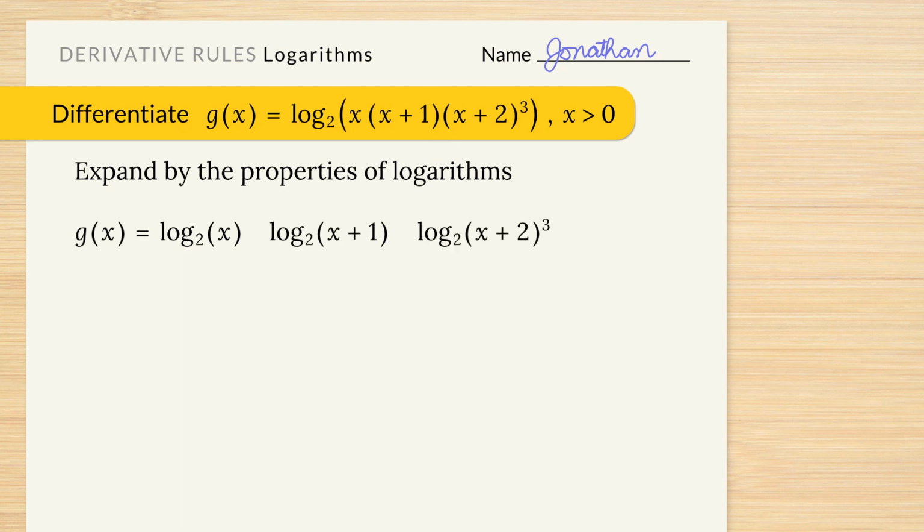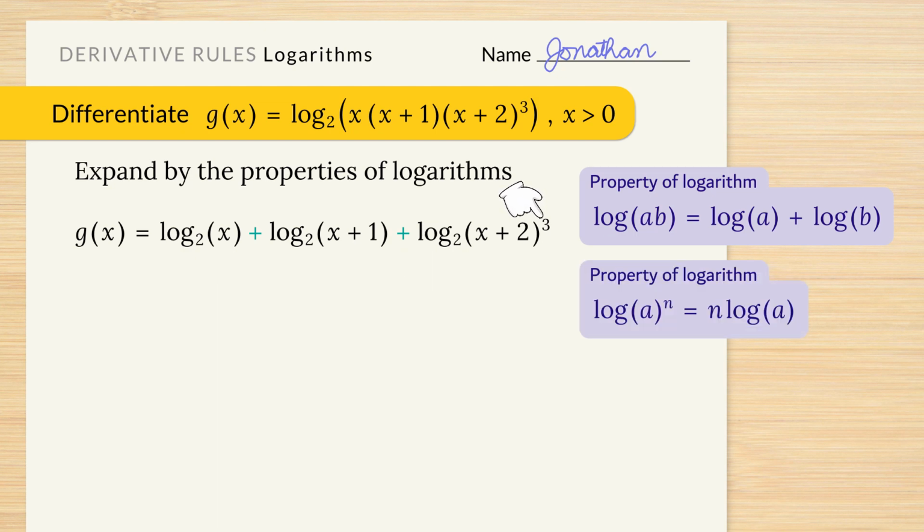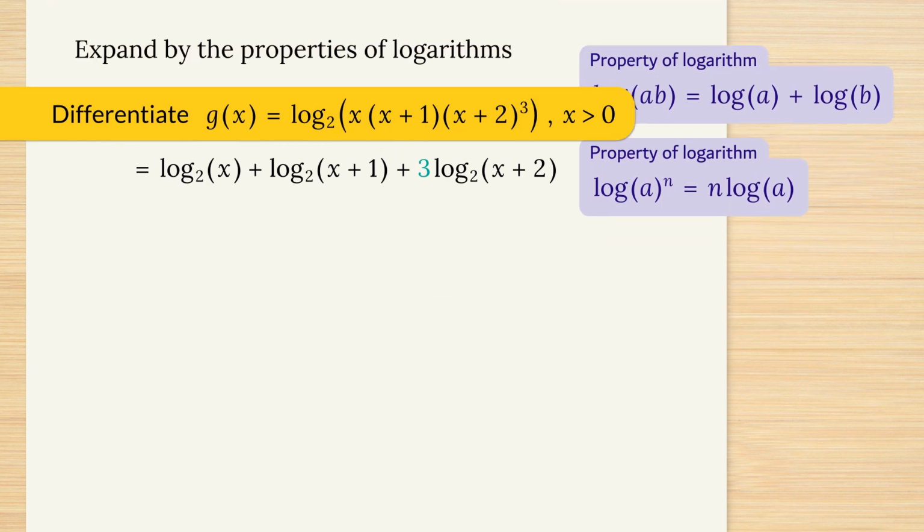We can split those up as individual logarithms, and each of these terms are log base 2. Because they're all being multiplied together, we're going to string them together by addition. There's that power of 3 on that x plus 2. Also by the properties of logarithms, we can bring that 3 down as a coefficient. Now this looks easier to differentiate term by term. The awesome thing is we bypass that product rule altogether.